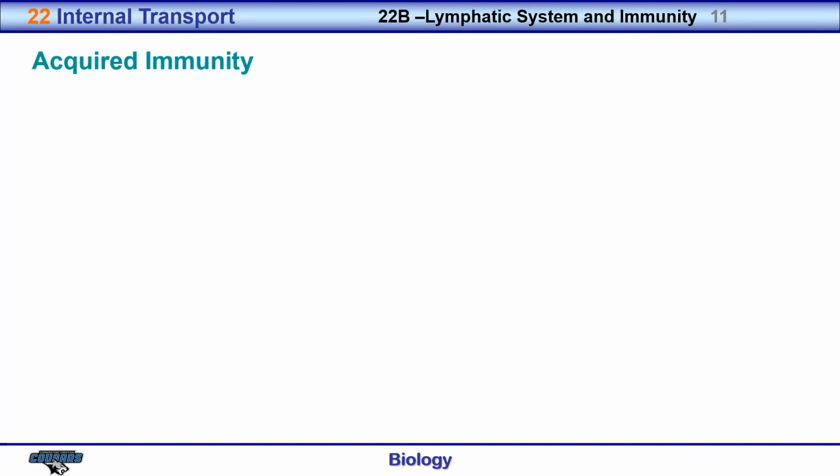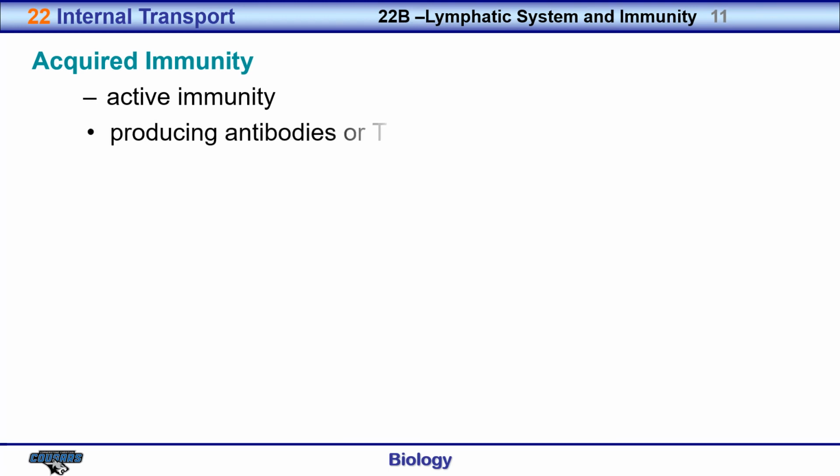So acquired immunity, we have one kind of acquired immunity. This is where a person will manufacture the antibodies himself because he or she has actually had the disease and has activated the T cells for a particular antigen. So they produce antibodies or T cells for themselves.